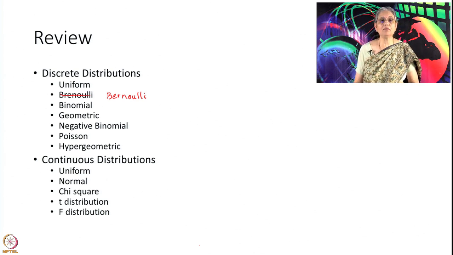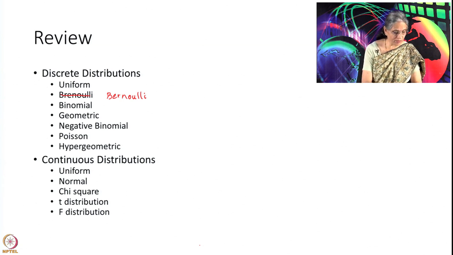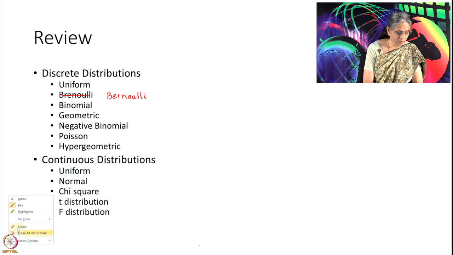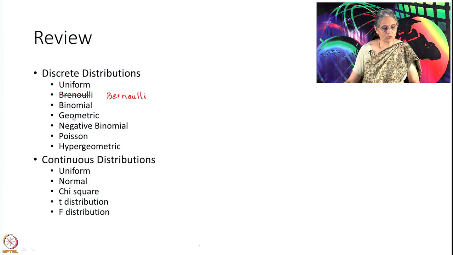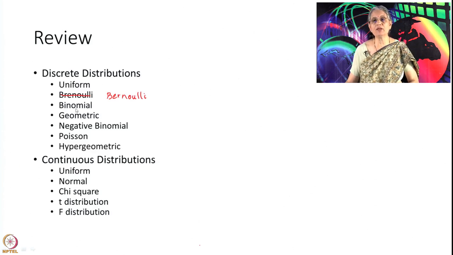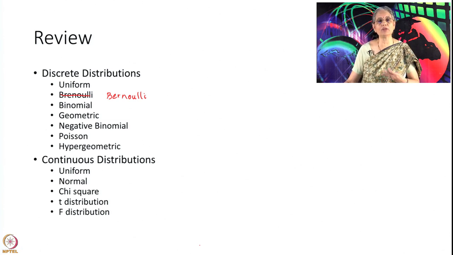Bernoulli trials. Then we found that there are three distributions which come out of repeated Bernoulli trials. The first one is a binomial distribution, where you carry out n independent Bernoulli trials and look for the number of successes, or the number of trials which has resulted in success.